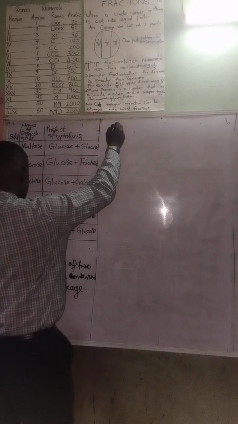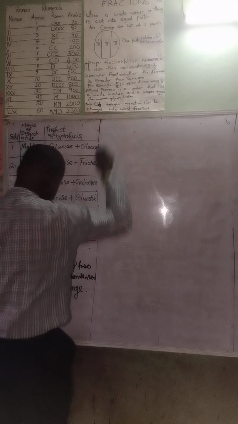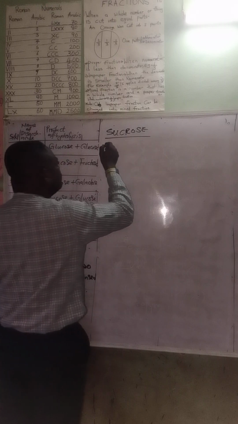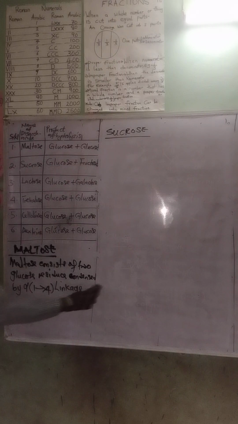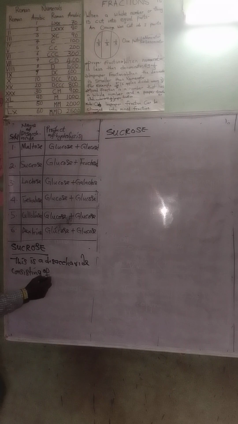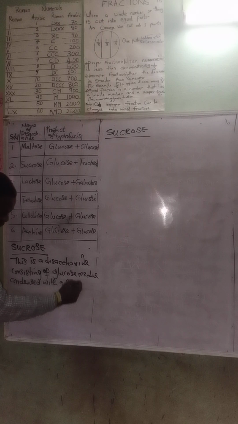Now let's look at sucrose. Sucrose now. So sucrose, let me start from here. Sucrose. This is a disaccharide consisting of glucose residue condensed with a fructose molecule, now in beta 1 to 2 linkage.